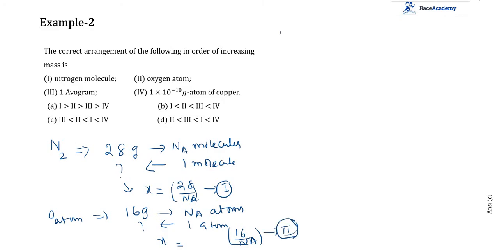Coming to 1 amu, the meaning of this is that the mass of 1 amu is the reciprocal of this Avogadro number. This is 1 by Avogadro number. Simple. But if it is not known, it is difficult. This is the Roman number 3.